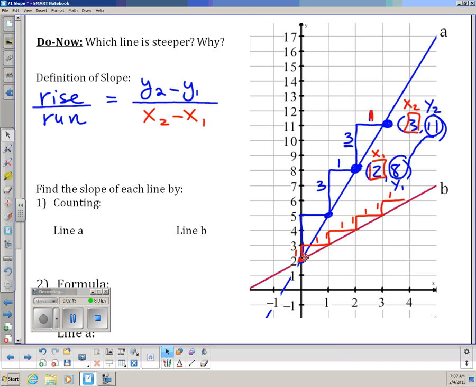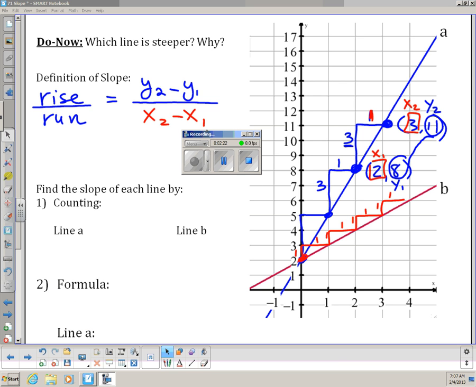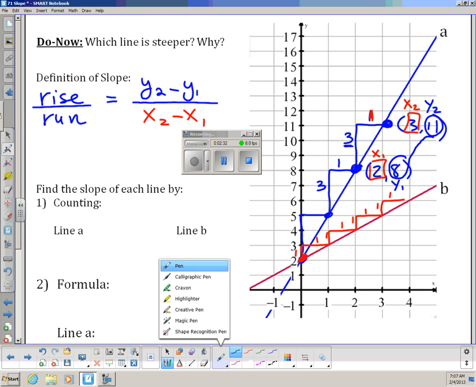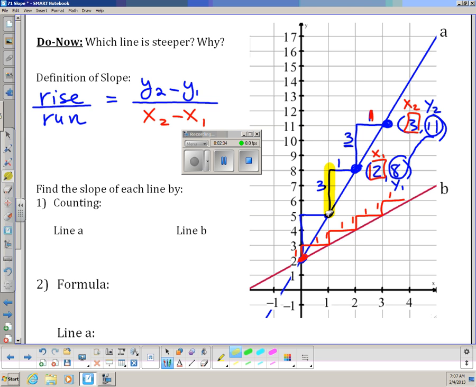And so we basically found the slopes by counting. For line A, we're going up 3. So I'll highlight this for you, up 3, and to the right 1. So I went up 3 to the right 1, and 3 divided by 1 is 3. For line B, I'm only going up 1 for every 1 I go over. So the slope there would be 1 over 1, which is just 1.